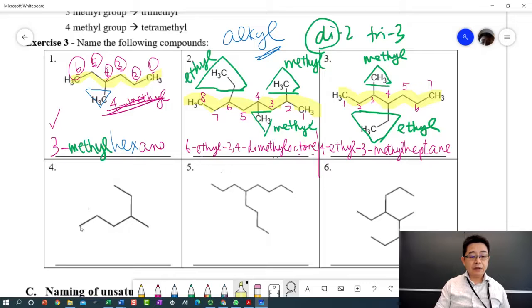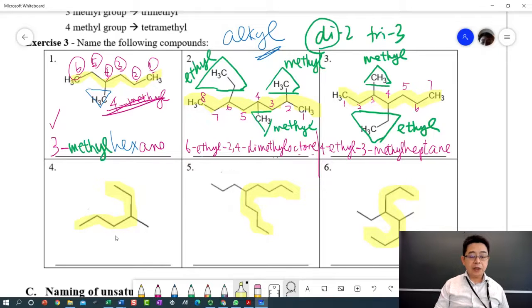Okay, so let's finish 4 to 6 also. I think this is the longest continuous chain. A straight chain should not always be straight. A chain can bend, like this one too. This is the longest continuous chain. You have learned it in exercise 2.